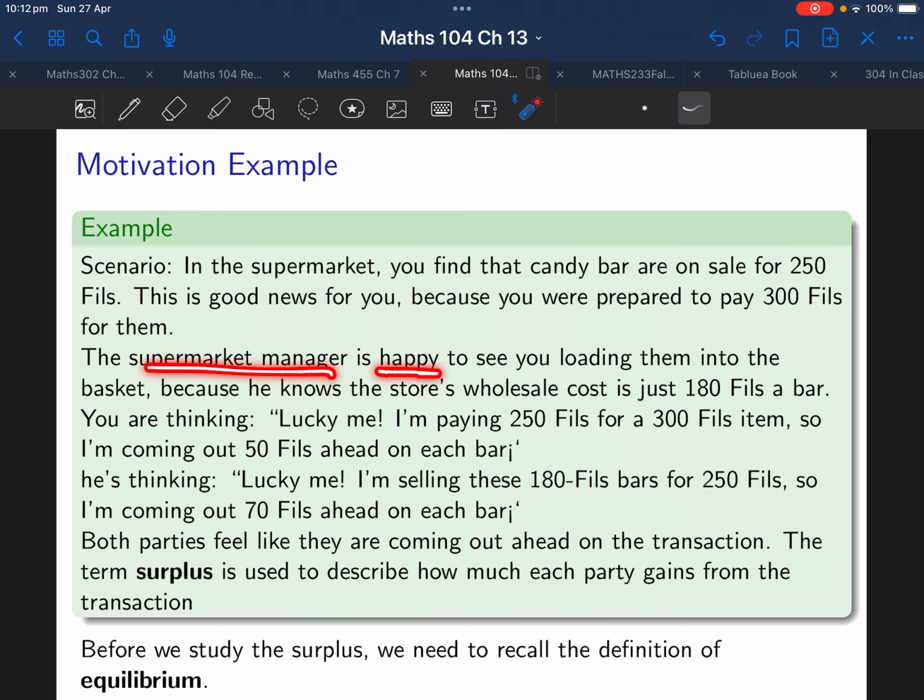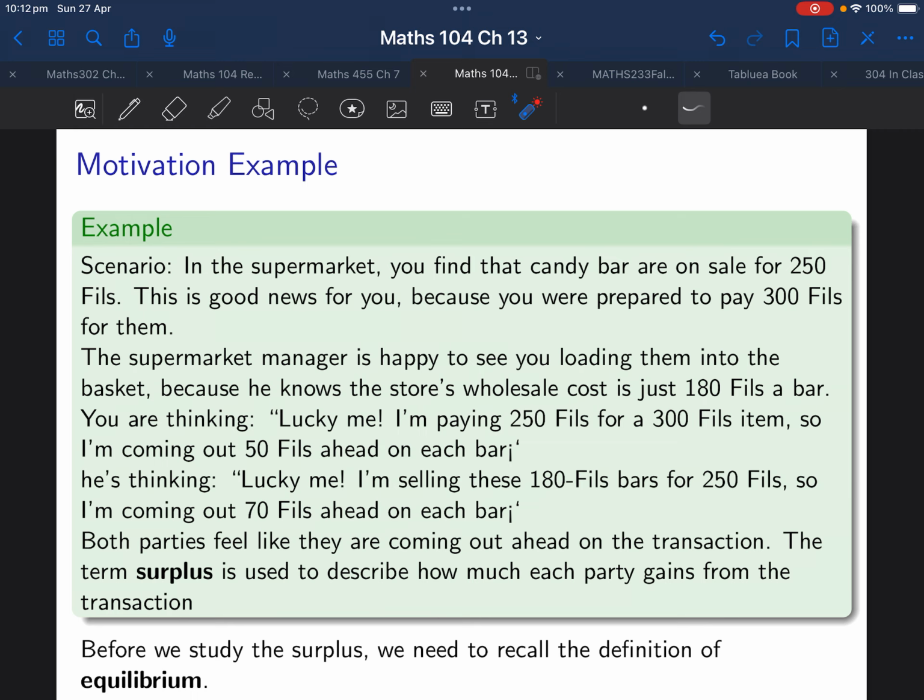Now the supermarket manager again is happy. Why? Because he knows that it costs them only 180 fels a bar. And he said to himself, lucky me, I'm selling a 180 fels bar for 250. So each party feels they are coming out ahead in the transaction, and this is what we call the term surplus. It describes how much each party gains from the transaction. In this case, both of them are happy, both of them are gaining.